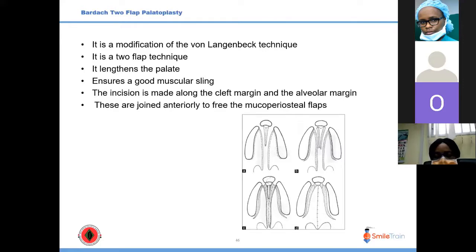And then for the oral mucosa, you're going to lift this flap up, and then you'll now be able to close it with this. This one actually improves length of the maxilla, and it also gives you the opportunity to also realign the muscles of the soft palate.